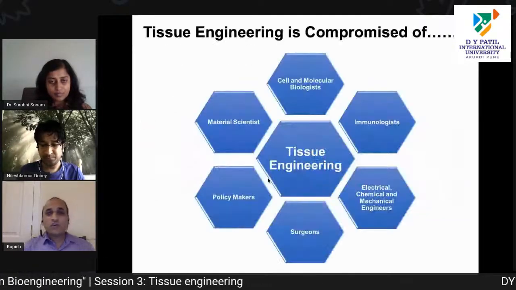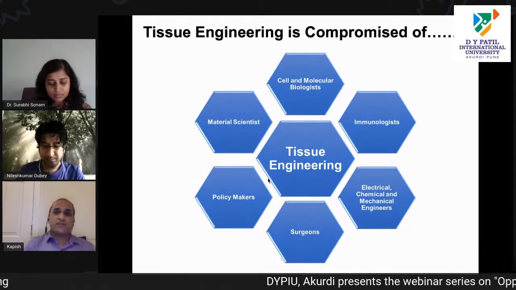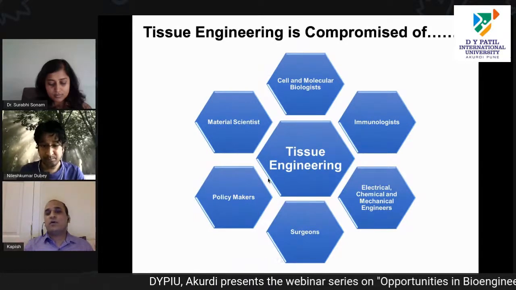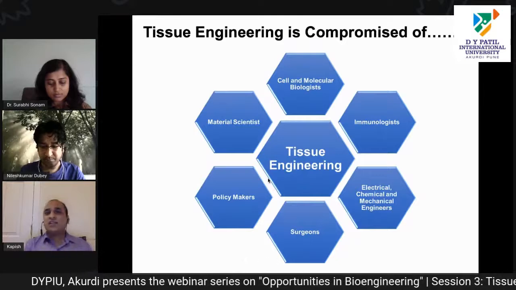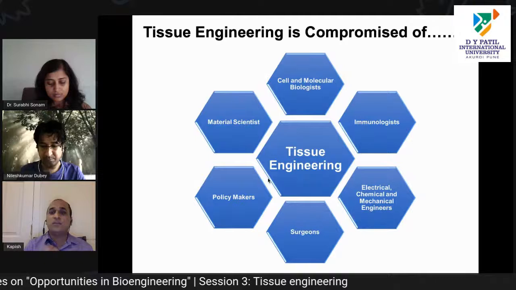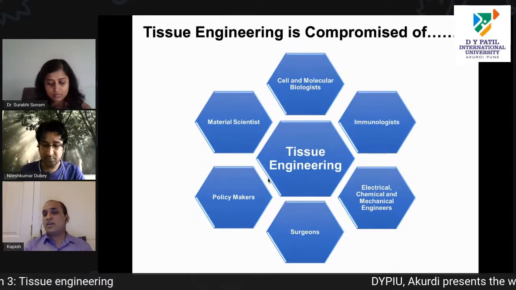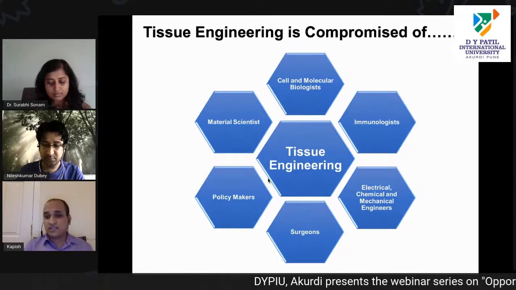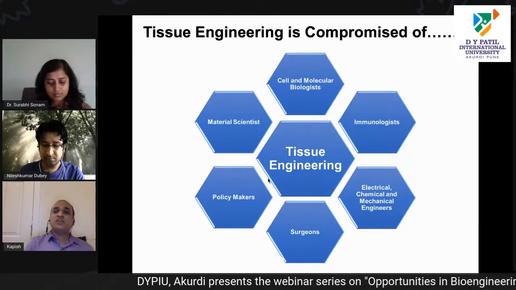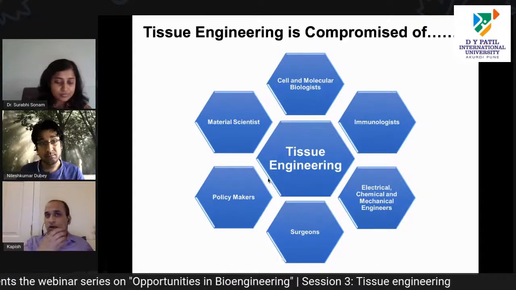And just to give you an overall picture, what is this comprised of? This is comprised of a lot of different fields. You need cell and molecular biologists to design cells. You need immunologists to see if there will be any immunological effect. You need electrical, chemical, and mechanical engineers to devise the devices, surgeons to implant, and policy makers. Because with all this, there comes a plethora of ethical issues.